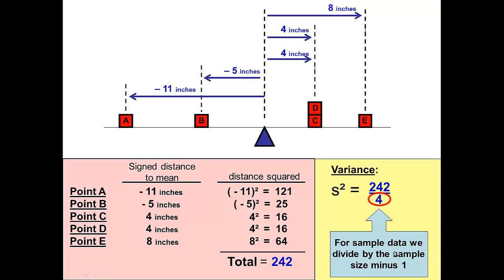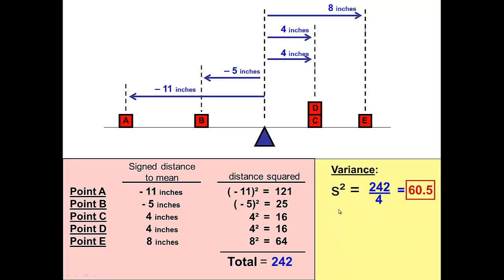For sample data, we divide by the sample size minus 1. Again, we're doing this because we have a sample and not a population. That makes our variance 60.5. And again, it's a measure of how far apart our data is.